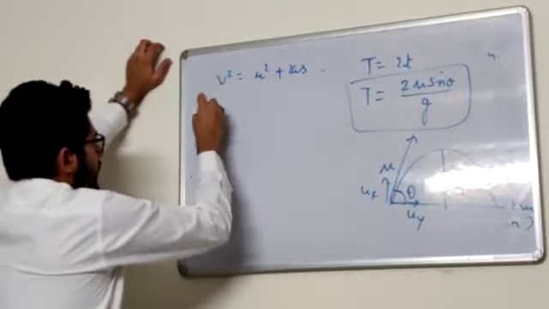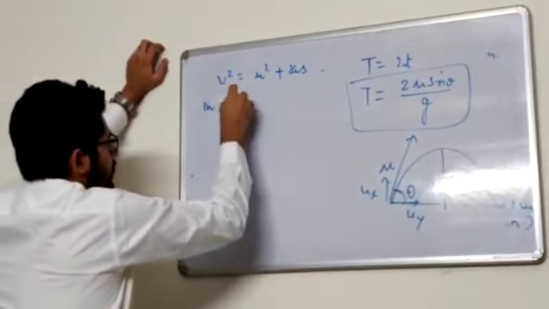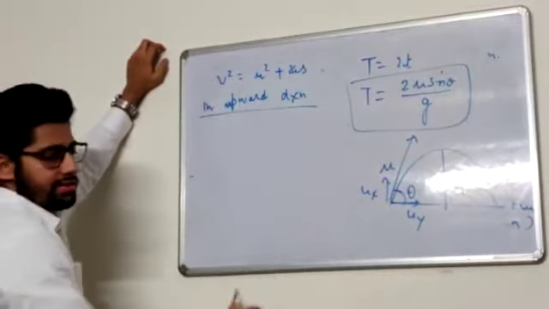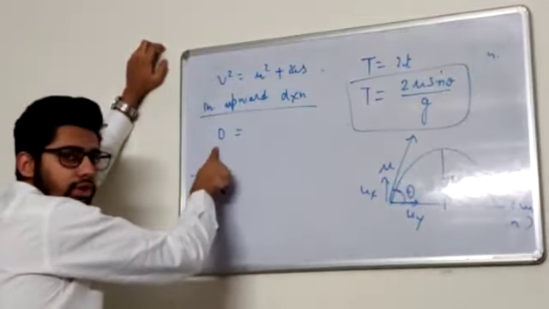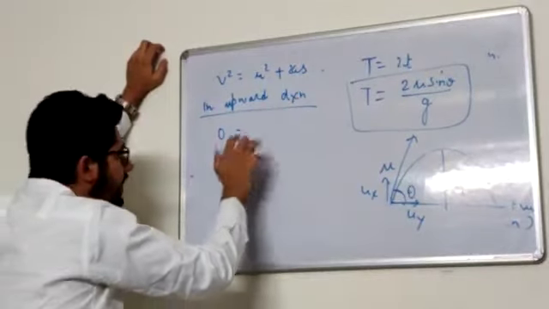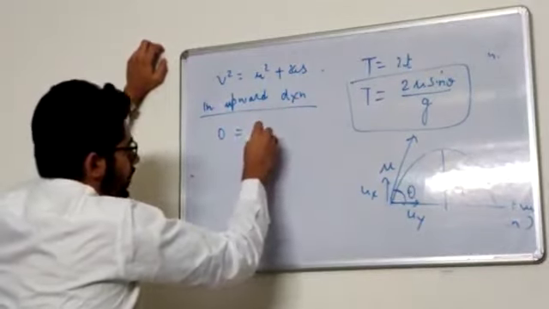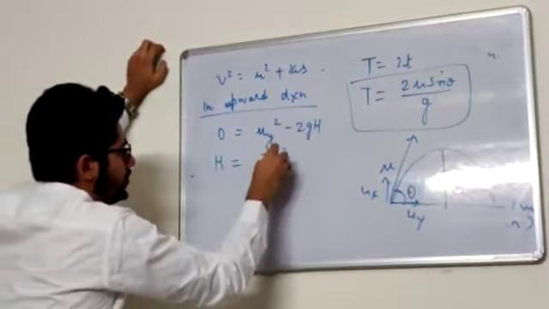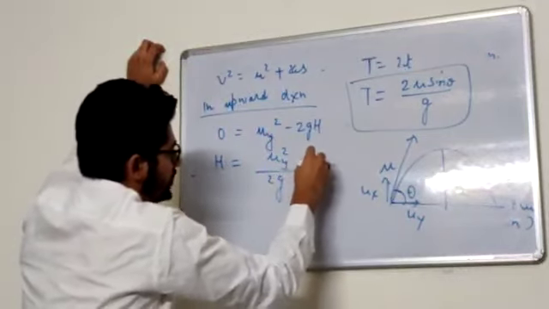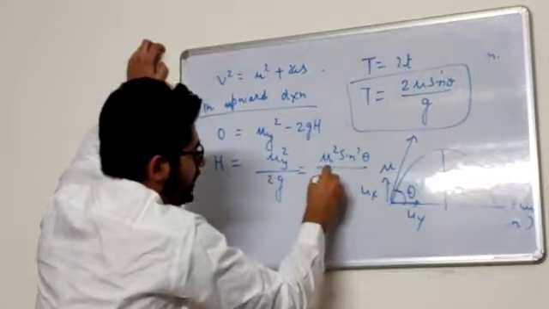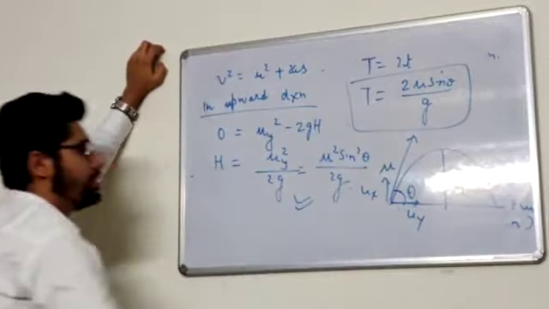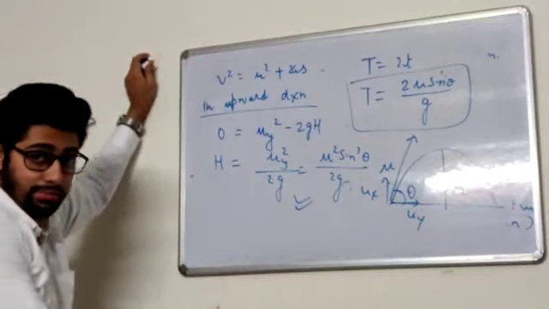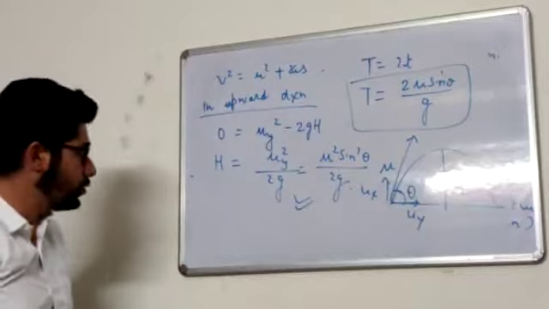Now we know that in the upward direction, the particle will have zero velocity at the top, as we have already seen. Then 0 is equal to uy square minus 2gh. So here h is equal to uy square by 2g. So this will be u square sin square theta by 2g. So this is also very, very important, which needs to be remembered by the student. Okay, because sometimes a question can directly come using this formula.